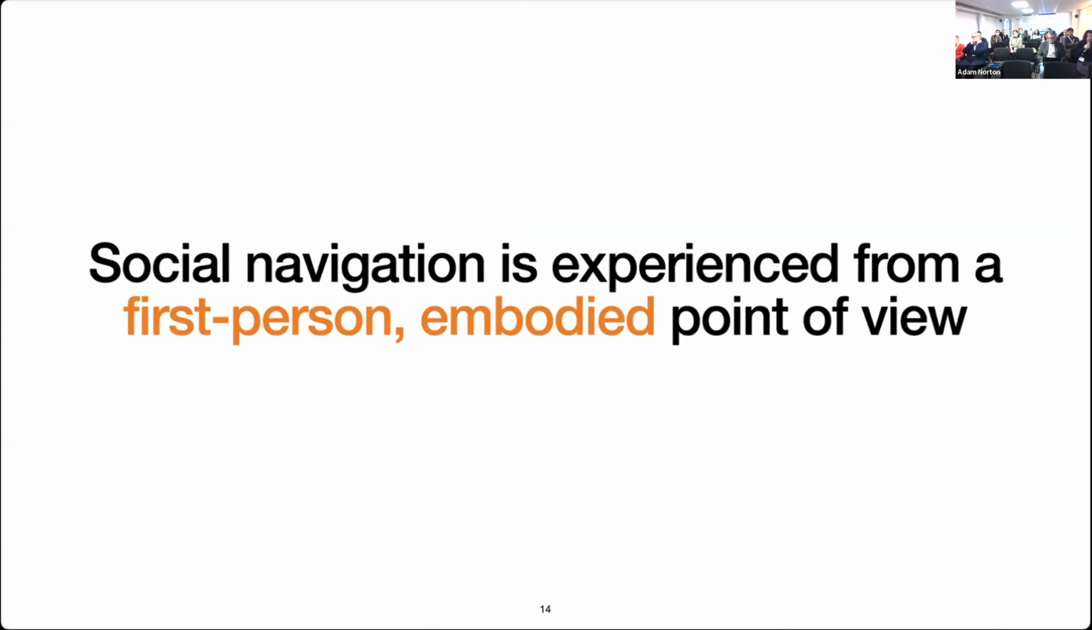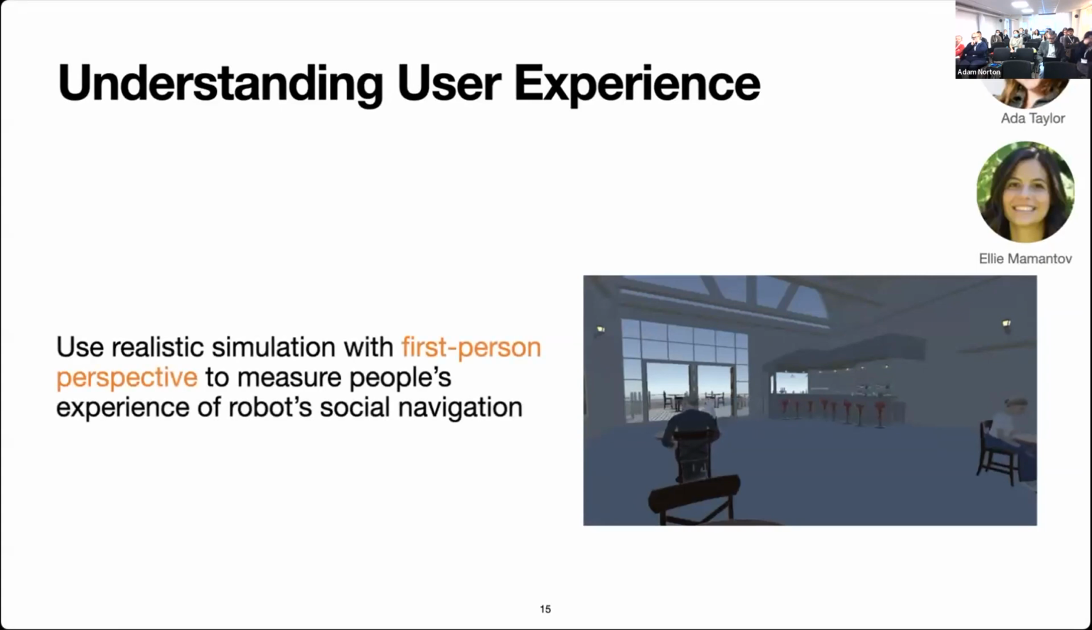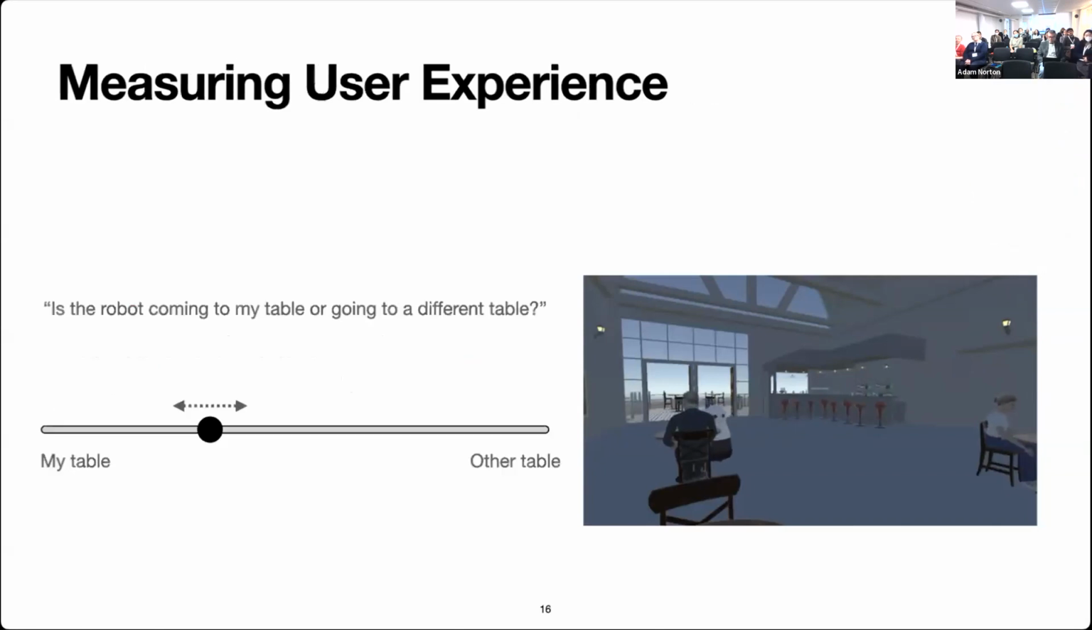So this top-down view is sort of misleading because social navigation is experienced as a first-person perspective. So we're also looking at how we can develop ways of understanding the user experience when robots are navigating in our environment. Again, we turn to simulators, and we are investigating using these kinds of realistic simulations that allow us to take a first-person perspective to measure how people can interpret a robot's movement through space. In this case, we have a restaurant scenario where people are trying to decide, is this robot server coming to me or is it going somewhere else? It's a very important decision.